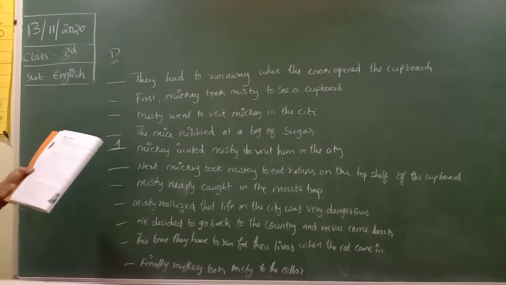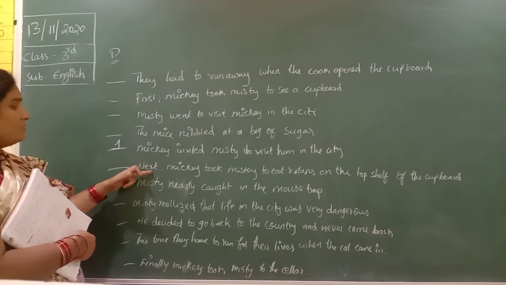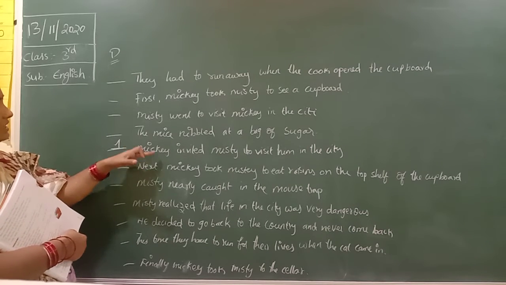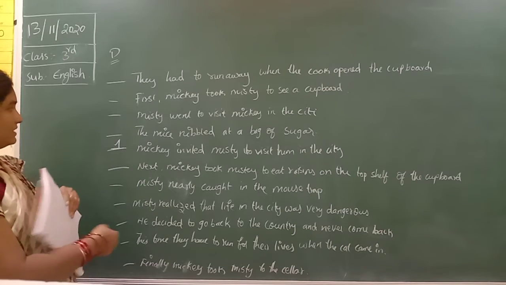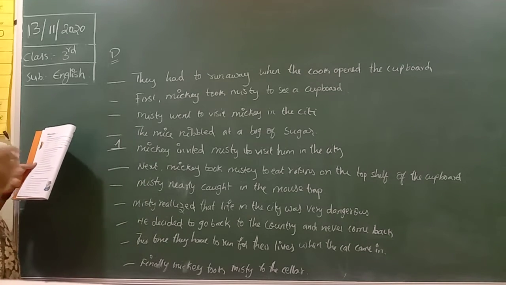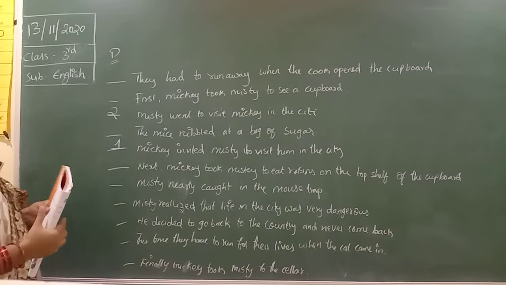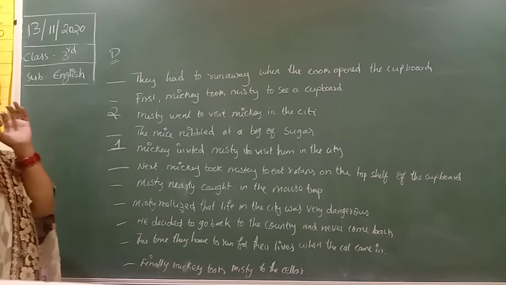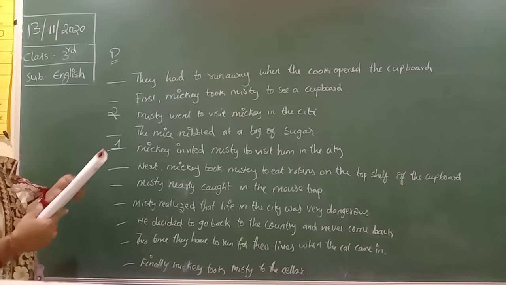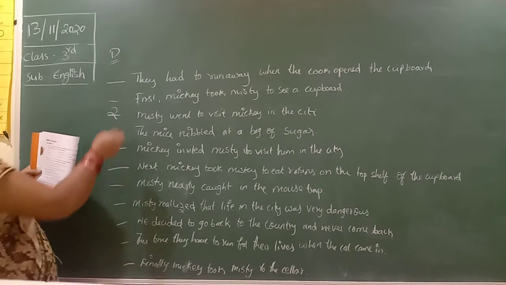Next sentence: Misty went to visit Mickey. After inviting, then Misty went to visit Mickey in the city. This is the second statement. So when Mickey invited, Misty went to Mickey in the city. Next, third: First, Mickey took Misty to see a cupboard. This is the third statement.